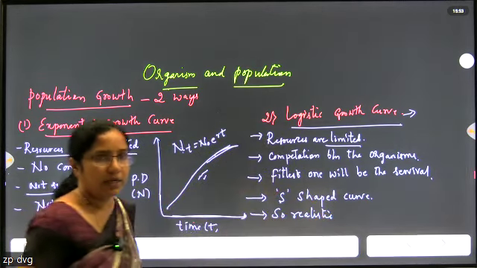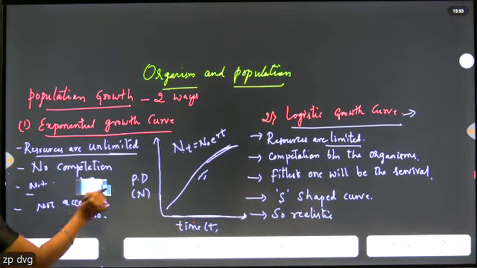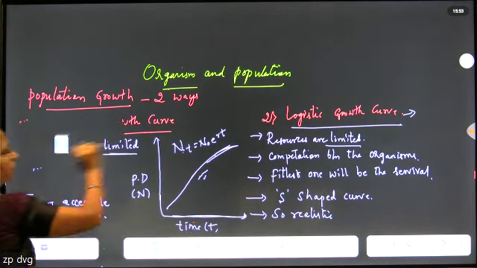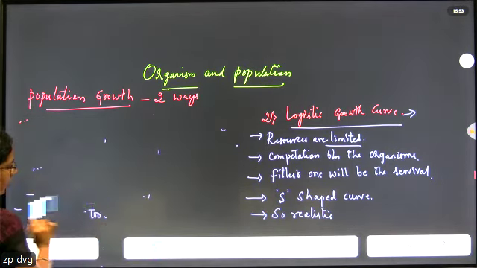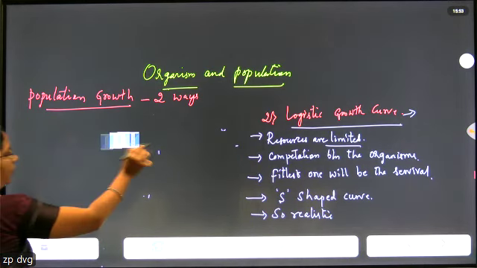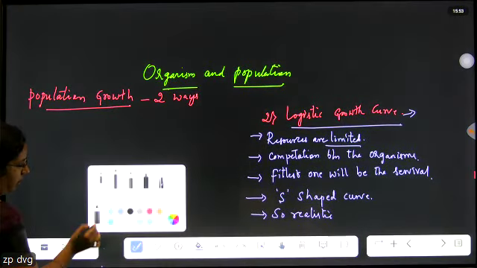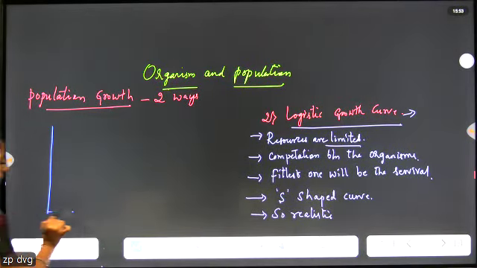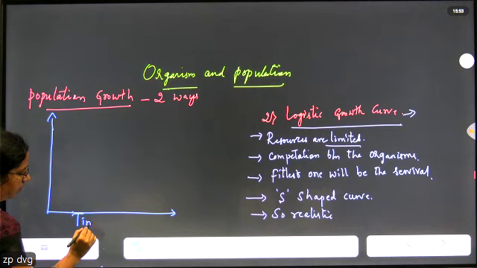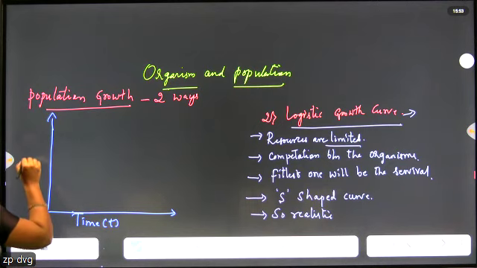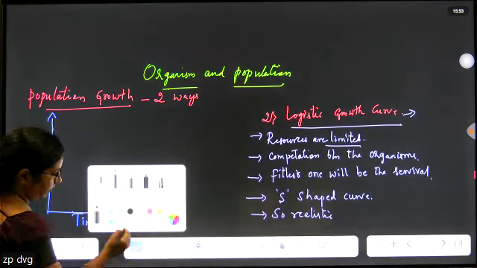How can we explain this logistic growth curve? Again, by using the same graphical representation, plotting population density N with respect to time t.